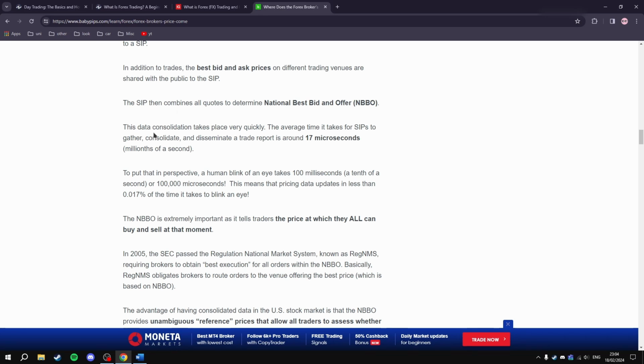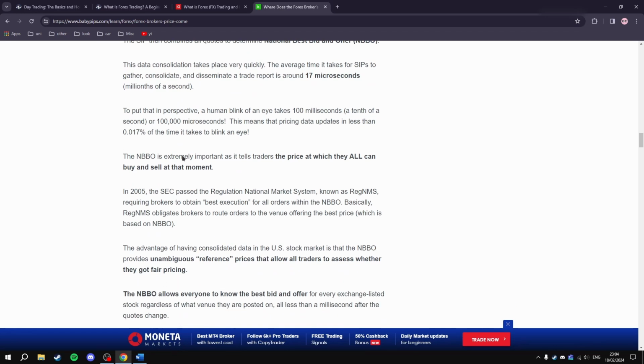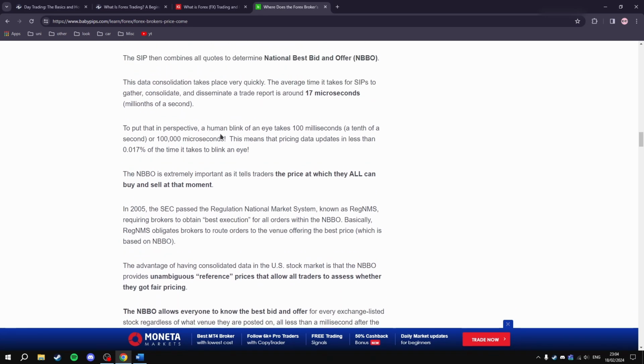This data consolidation takes place very quickly. The average time it takes for SIPs to gather, consolidate, and disseminate a trade report is around 17 microseconds, millionths of a second. To put that into perspective, a human blink of an eye takes 100 milliseconds, a tenth of a second, or 100,000 microseconds. This means that pricing data updates in less than 0.017% of the time it takes to blink an eye.